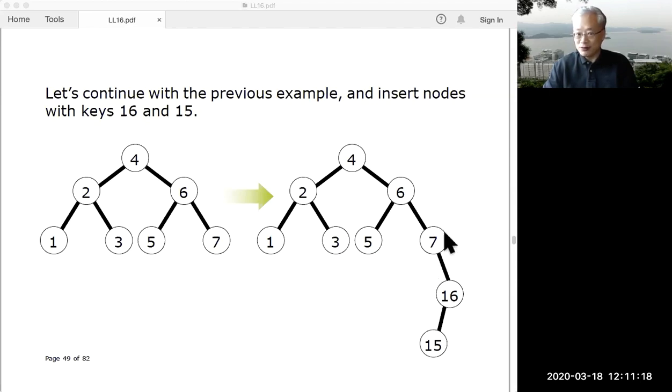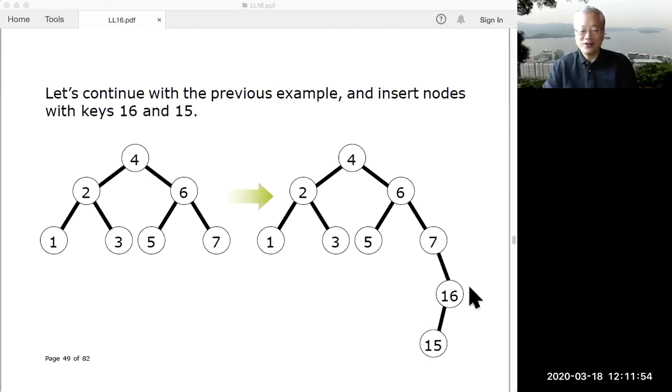Why do I say it's the first node? Because the control has not yet returned to 6 and has not yet returned to 4, right? Because 4 calls insert on 6, 6 calls insert on 7, right? So 7 will say, okay, let me try to fix my problem. And after the problem is fixed here somehow, then 6 will say, you see, I have no problem. 4 will say, I have no problem. Okay, so this is the program that we are going to write next week.